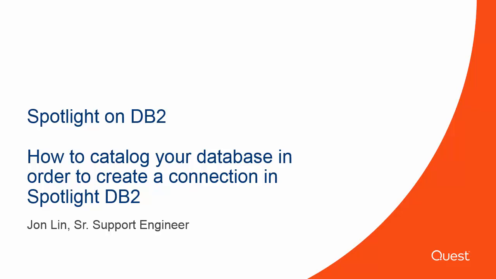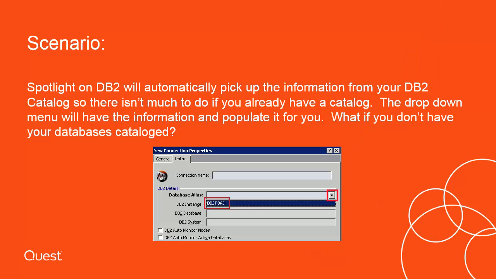Hi, in this video, we're going to show you how to quickly catalog your database in order to create a connection in Spotlight DB2. Spotlight on DB2 will automatically pick out the information from your DB2 catalog. So there isn't much to do if you already have a catalog. The drop-down menu will have the information and populate it for you.